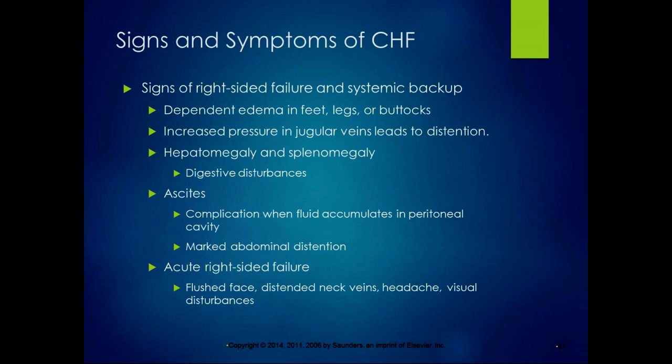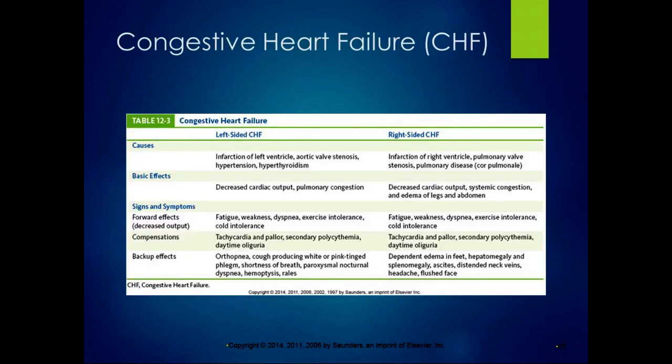They are not comfortable. With acute right-sided failure, they might have a flushed face and distended neck veins, headaches, and visual disturbances. That cerebral edema is what causes the headache and visual disturbances. So this is that chart from page 247 that compares the two sides. So check out that chart.